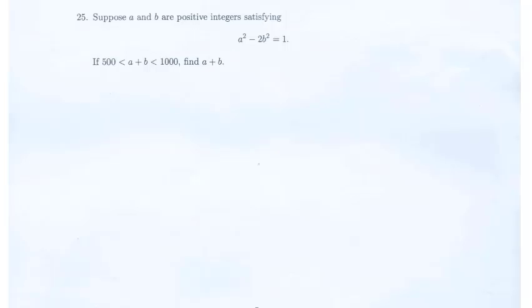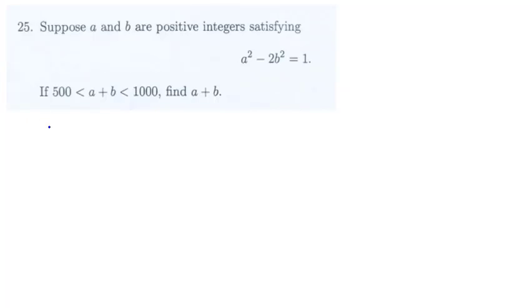SMO 2019 senior section first round problem number 25. Suppose a and b are positive integers satisfying a squared minus 2b squared equals 1. If 500 is less than a plus b less than 1000, find a plus b. Okay, this type of equation is Pell's equation.